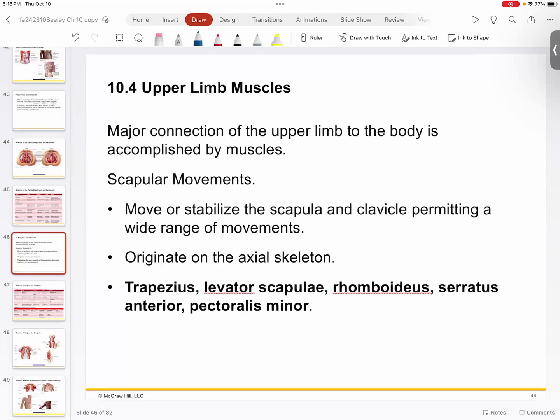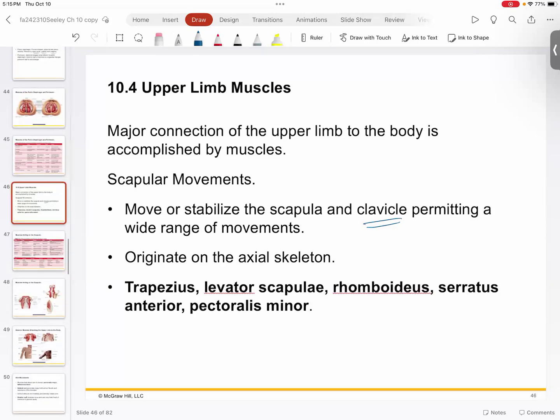So the upper limb muscles. Oftentimes when you're taking a look at this, you're looking at scapular movements, and they're stabilizing the scapula and the clavicle. And so this gives you a wide range of movements. They originate typically in the axial skeleton. And so a lot of these that you see are in that upper neck region.